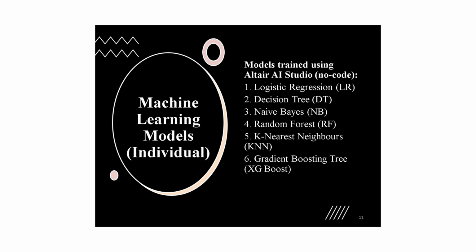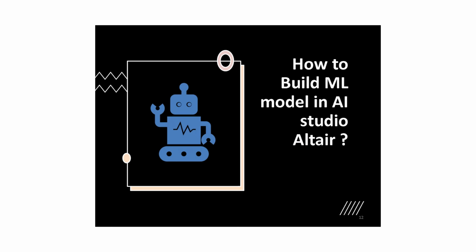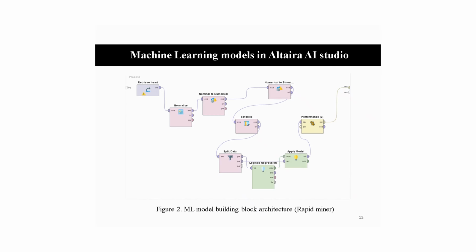I built a total of 6 machine learning models using Altair RapidMiner without any code. Let's see how to build this machine learning model using RapidMiner without any Python code. First, in this process, we have to select the blank process. After selecting the blank process, we drag and drop our data set. After that, in the left panel, there is one option called operator. In the operator panel, we just type normalize, and there is one block present. Normalize. We have to drag and drop it in the blank canvas.